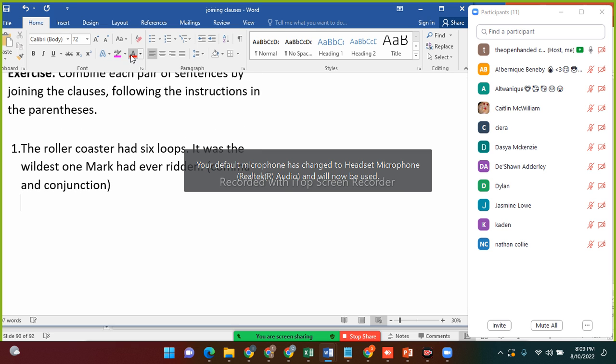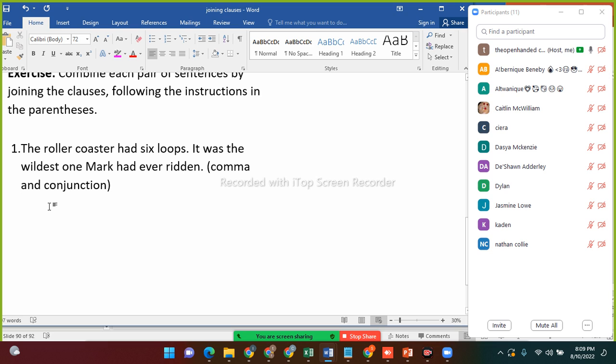Okay, so the roller coaster had 6 loops. It was the wildest one Mark had ever ridden. Dylan, excuse me, how can we combine this one? We want to use a comma and conjunction for this one. So what conjunction will we use?